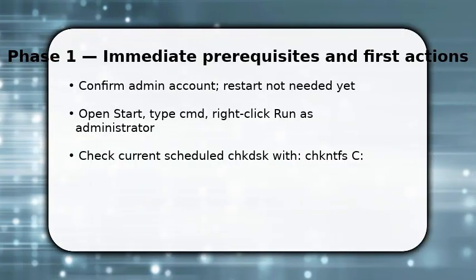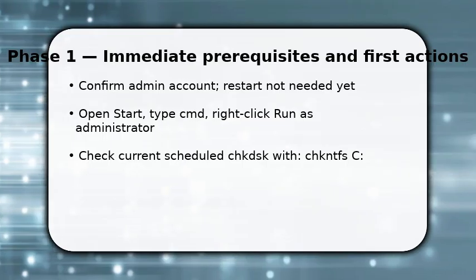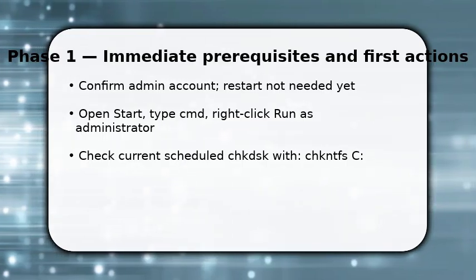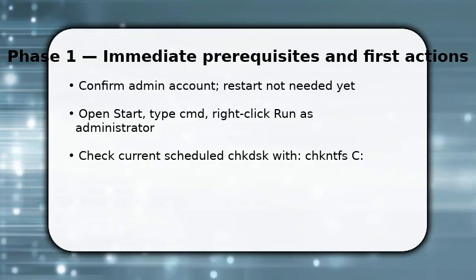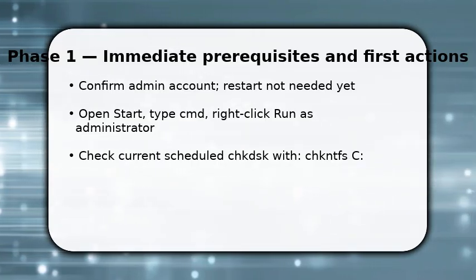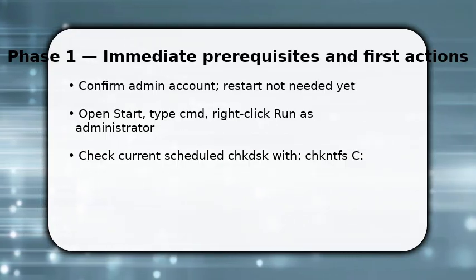You start with admin rights because Windows requires elevation to change boot time checks. Once you have the elevated command prompt open, you'll run a query to see if C is marked for checking. Type chkntfs c: and press Enter to inspect the current state. This tells you whether chkdsk is scheduled.